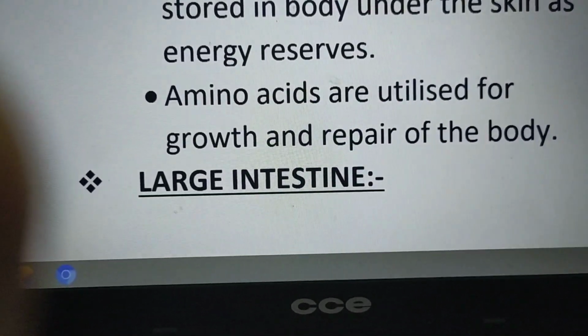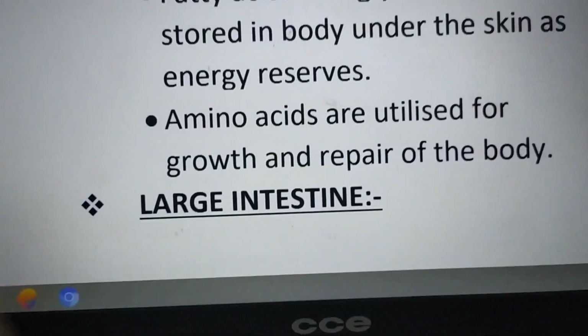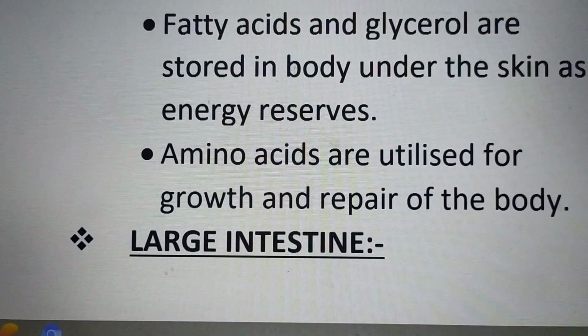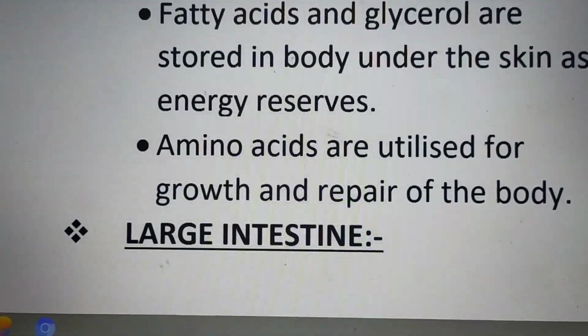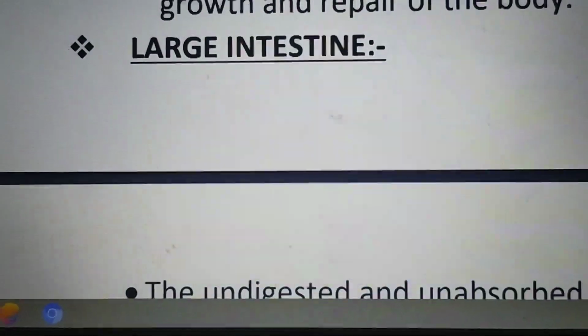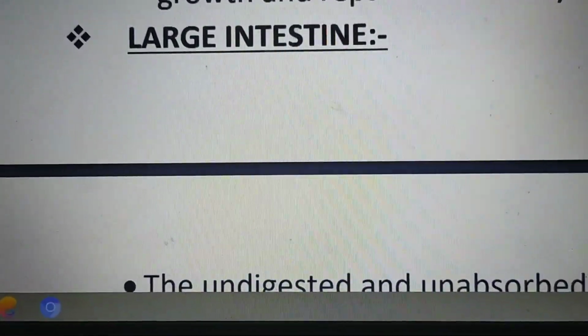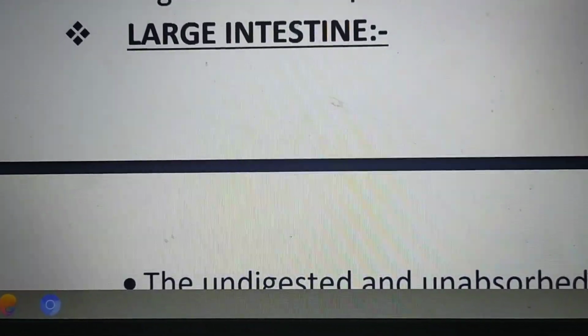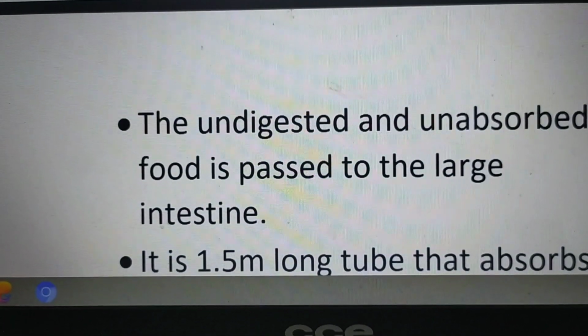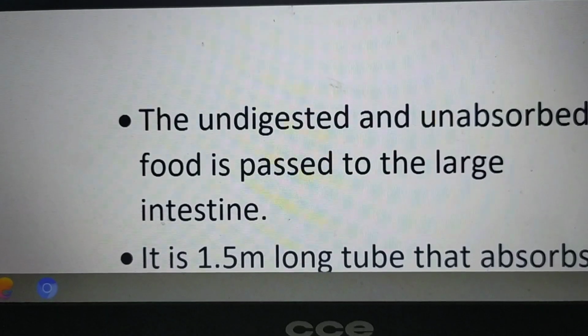Now the food has been utilized completely. All the nutrients have been taken and used up very well. Now whatever waste is left from that goes to the other part of the human digestive system, that is called the large intestine. So the undigested and unabsorbed food is passed to the large intestine.